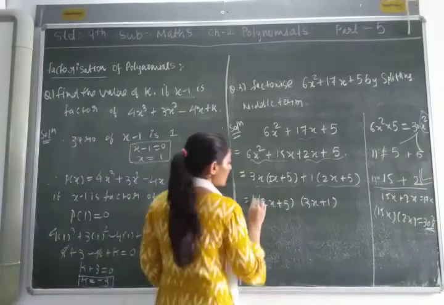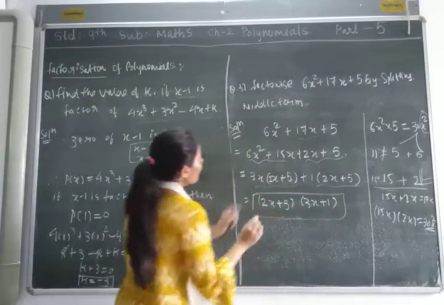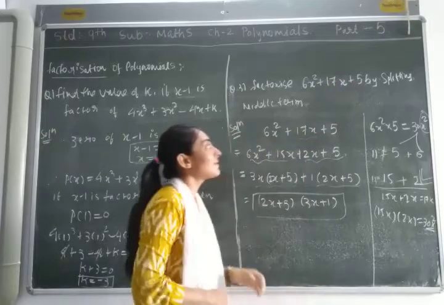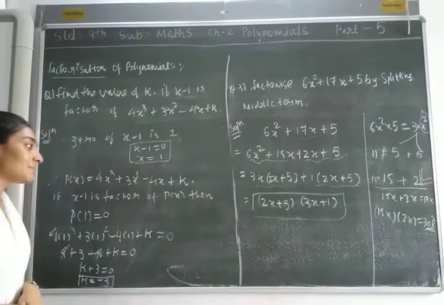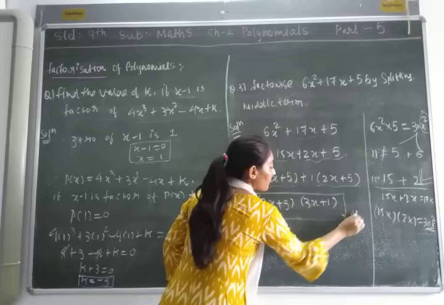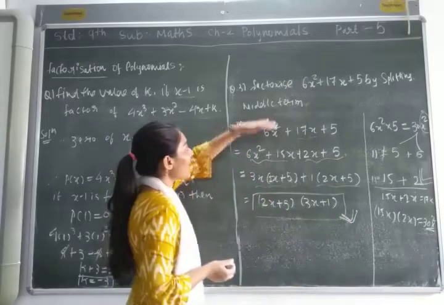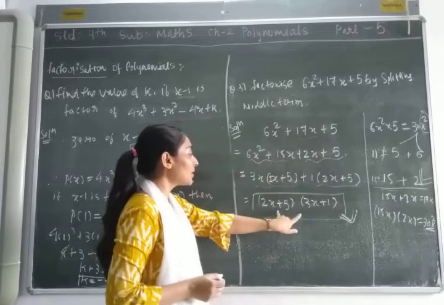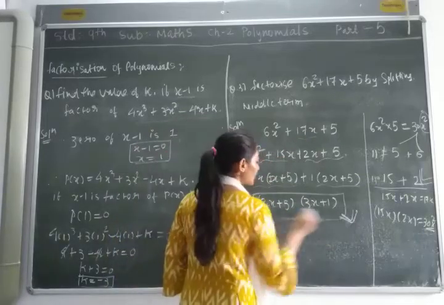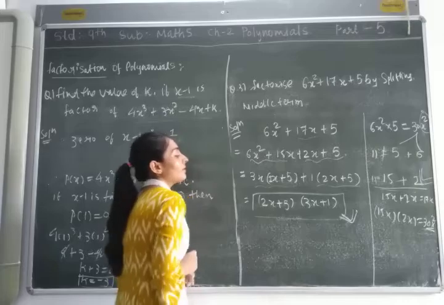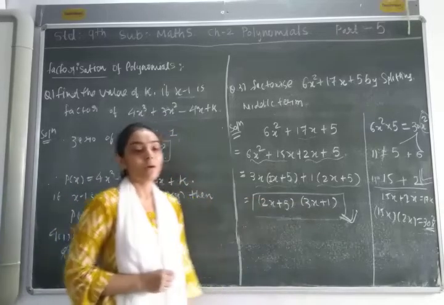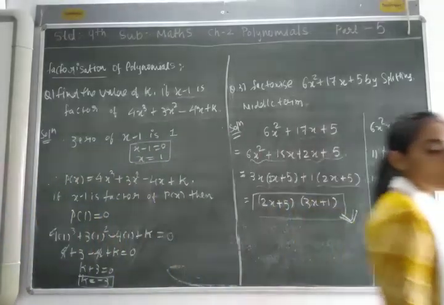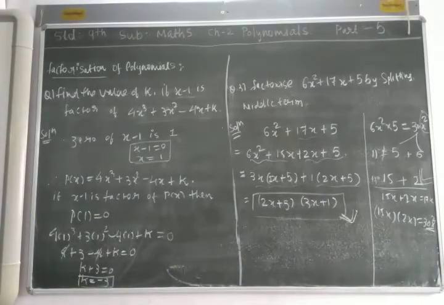So these are the factors of my 6x square plus 17x plus 5, by splitting the middle term. You have to factorize this polynomial by splitting its middle term. So the answer we are getting is 2x plus 5 and 3x plus 1. Now we move towards another question.